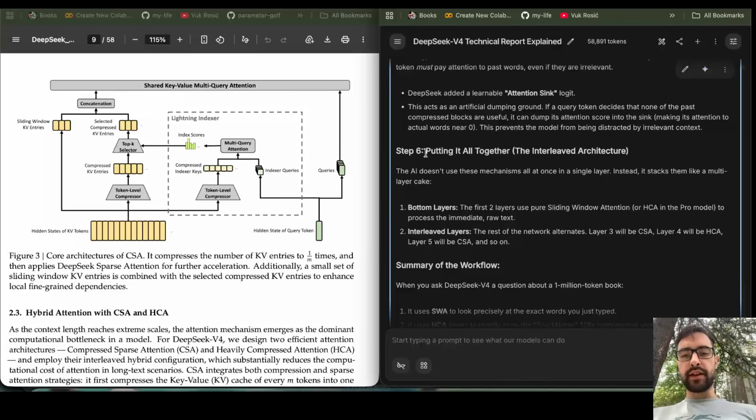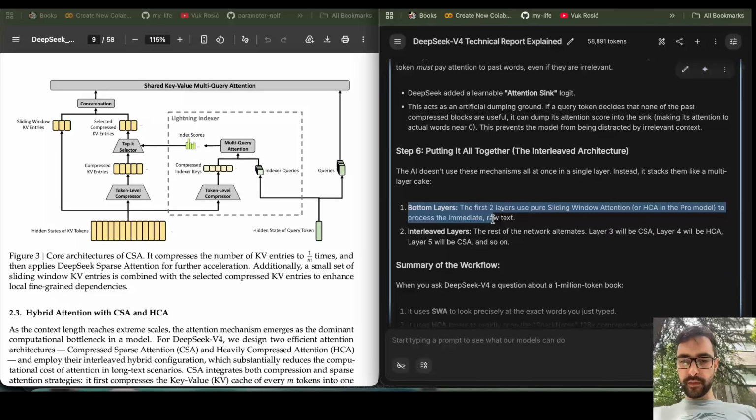And all of these mechanisms are put in different layers. They're not present in every single layer. For the first 2 layers, they may use sliding window attention or heavily compressed attention. And for the rest, it alternates: compressed, heavily compressed, compressed, heavily compressed, and so on.